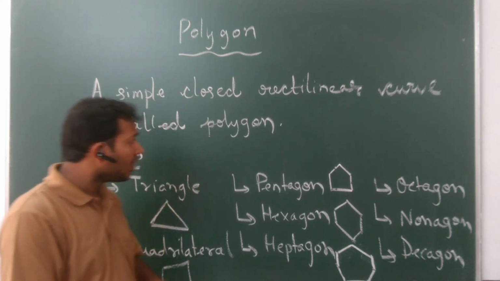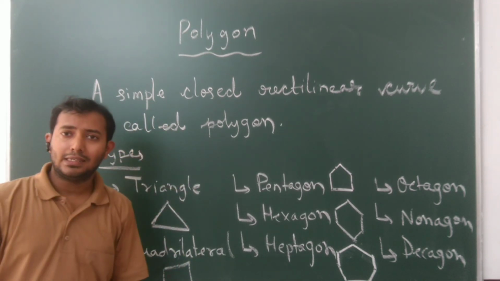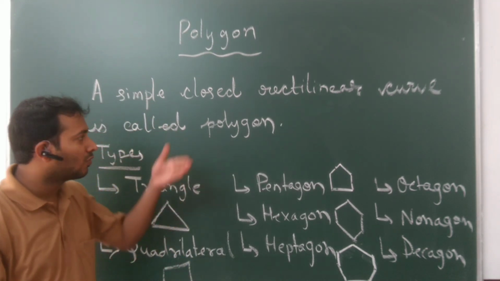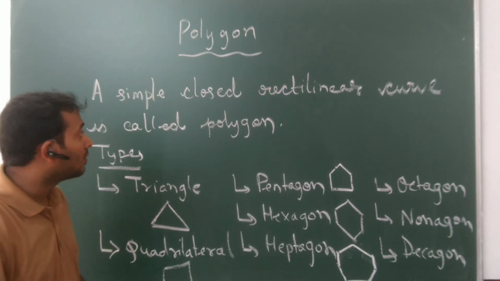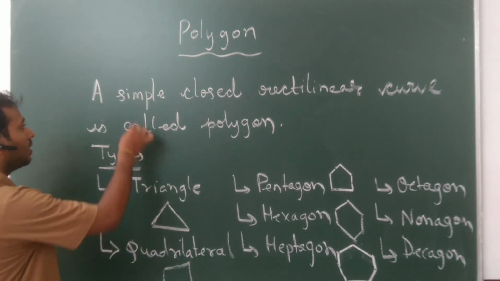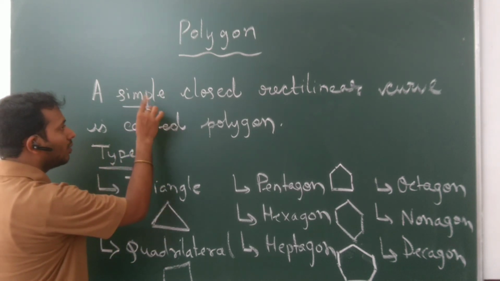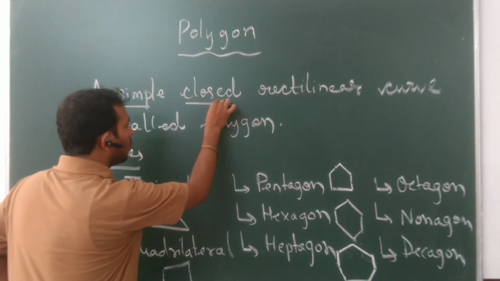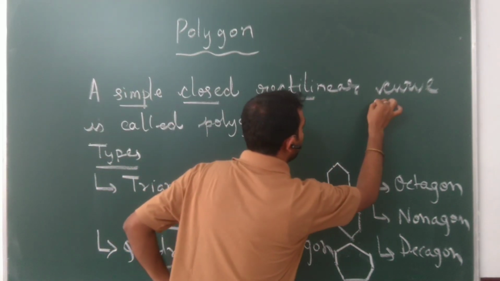Let's see. Now, the question will arise: what is a polygon? It is already written here, but you could not understand. Sir, what is this? A simple closed... So if you see here, there are terms. How many terms? Simple, closed, rectilinear, curve.